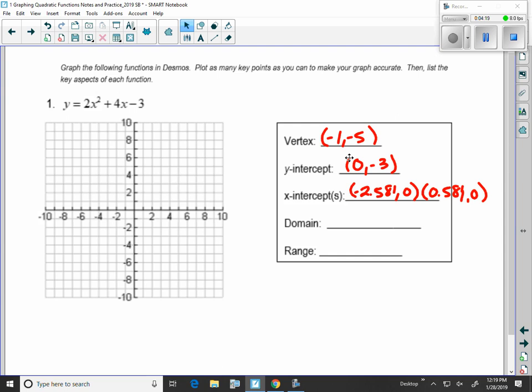Once you get those 3 items written down, don't worry about the domain and range. I want you to draw it. Go ahead and draw it first. We'll do the domain and range here in a second. Those x-intercepts, you're going to have to roughly draw in where they should be. Your graph's not going to be perfect, but you need to have those 4 points in there: the 2 x-intercepts, the y-intercept, and the vertex. You should always have those.